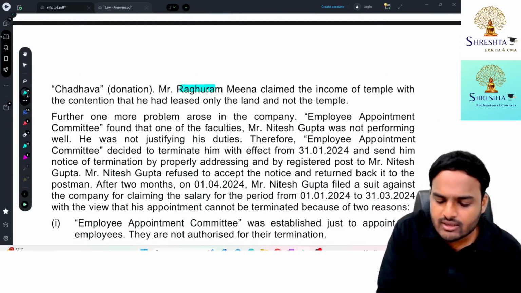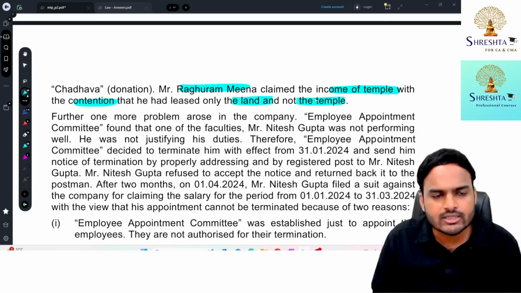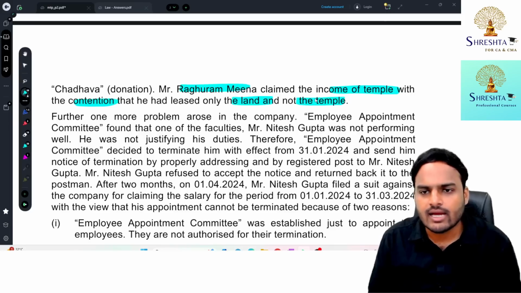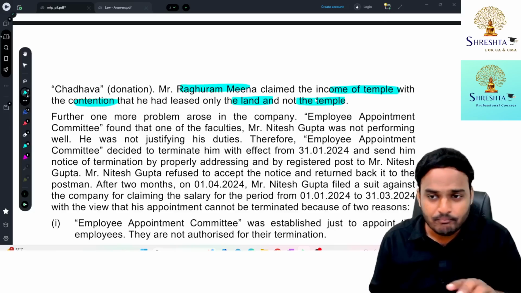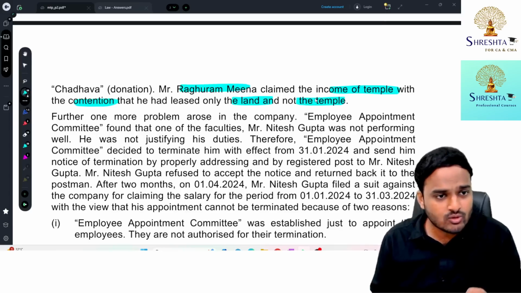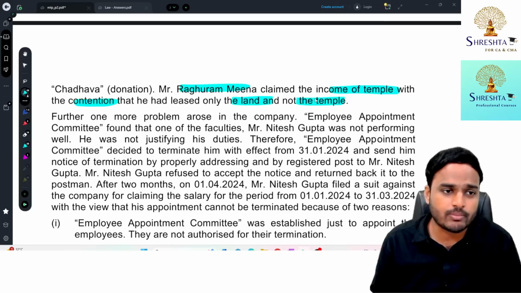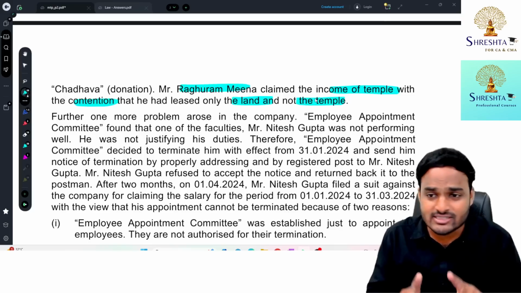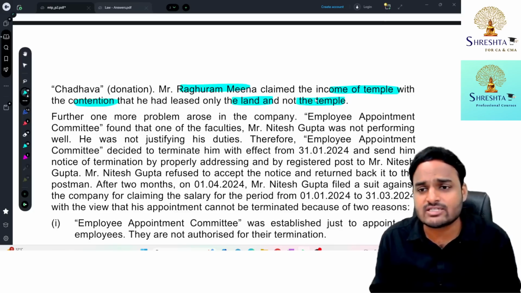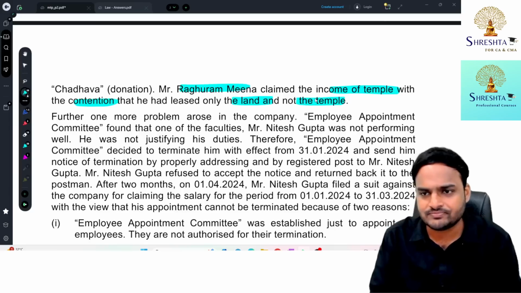Now, Mr. Raghuram Meena claimed the income of the temple with the contention that he had leased only the land and not the temple. See, he had given land on lease basis. So land is an immovable property. Now things attached to the land, benefits arising out of such lands, they will also come under immovable property. Now leasing land alone, not leasing the temple, it is not a correct point. It is not a correct statement first of all. And when you are leasing something, things attached to that thing also get leased.